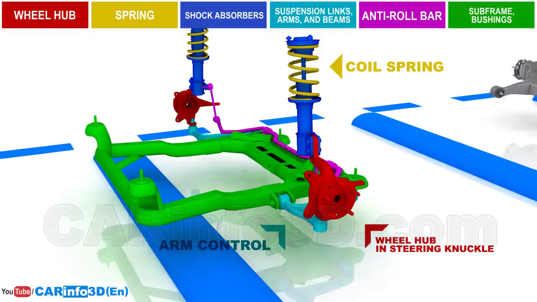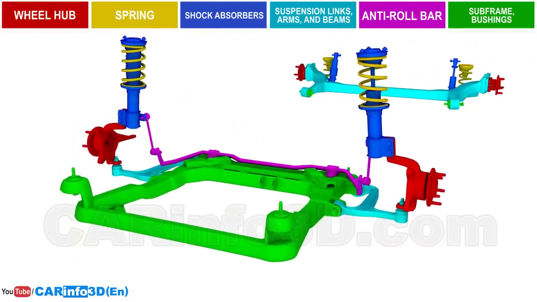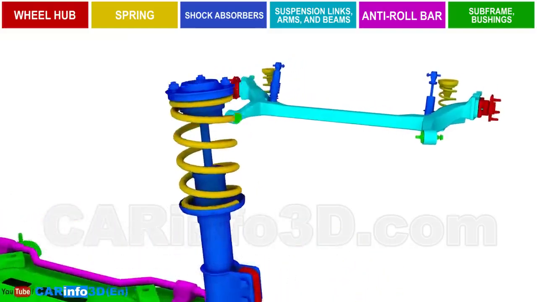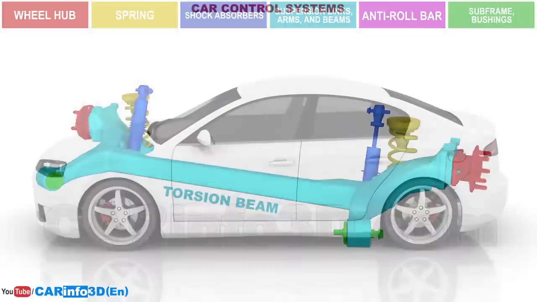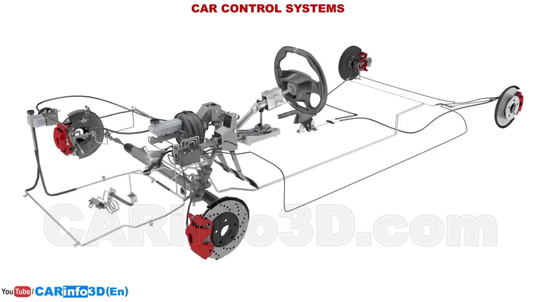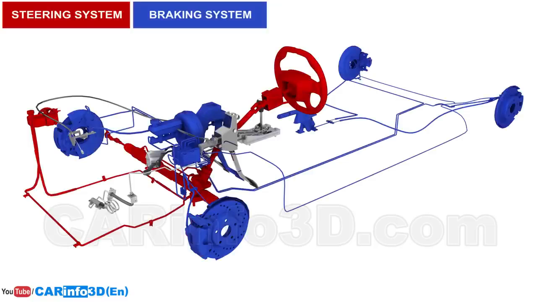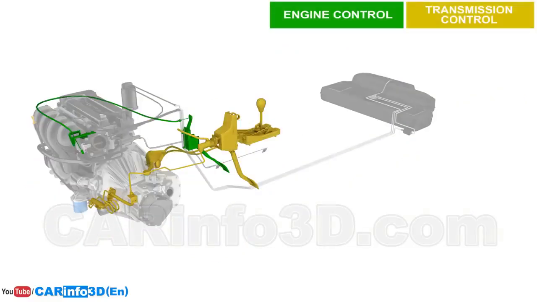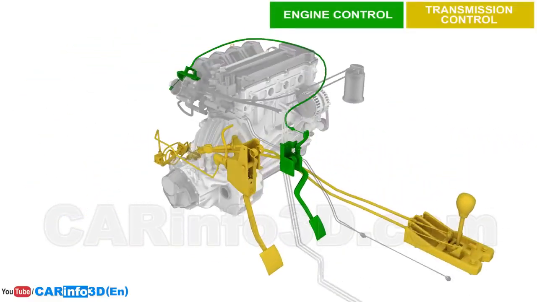The front axle of the suspension system uses McPherson struts, which are very popular among car manufacturers. On the rear axle, we can see a semi-independent suspension with a torsion bar. Next, car control systems. They include the steering system, the braking system. In this section, it would also be appropriate to review engine and transmission controls.